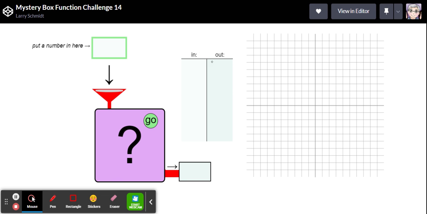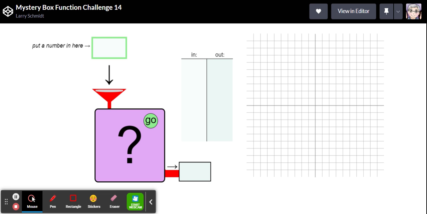We'll keep track of your ins and outs in this chart here, and we'll even graph those as points in case that might give you some help to determine what that math is. So if you'd like, there's a link in the description. You can try this out right now. You can put in as many numbers as you want and then come back with a solution and see if it matches the solution that I come up with.